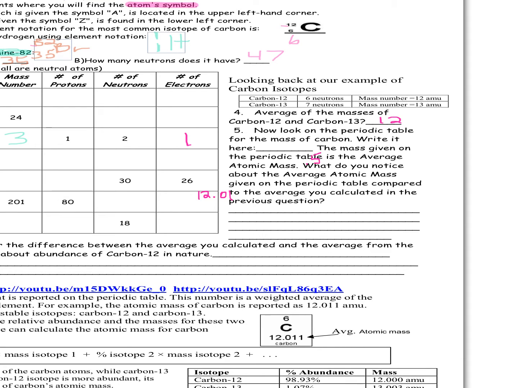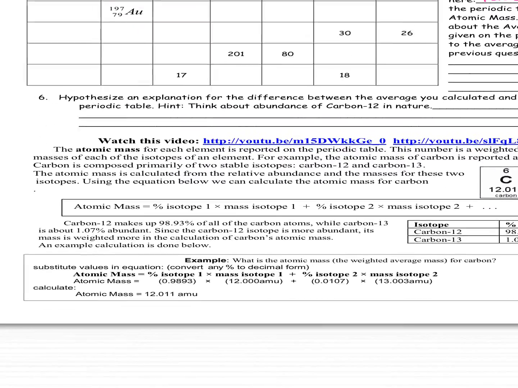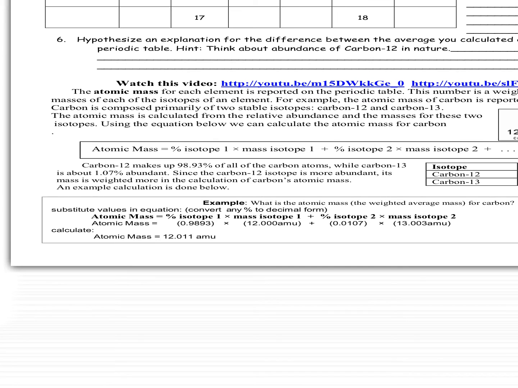What this means is we calculate the average mass differently than just add them all up, divide by the number. Okay? The reason is, if we look down here at our percents, carbon-12 makes up 98.93% of all carbon in the universe. Carbon-13 is only 1.07%. So if we use the average as 12.5, that's really disingenuous. The likelihood of you finding a carbon-13 is slim to none. So the average mass should take that into account, and it does.